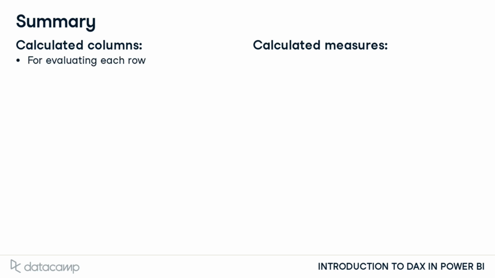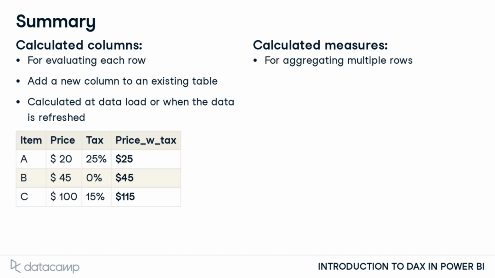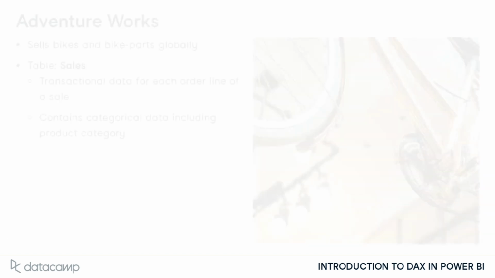It adds a new column to an existing table and is calculated at data load or when the data is refreshed. Whereas measures aggregate multiple rows, result in another field that can be added to your visualization, and are calculated at query time as you interact and filter. In later chapters, we will dive into calculated tables.